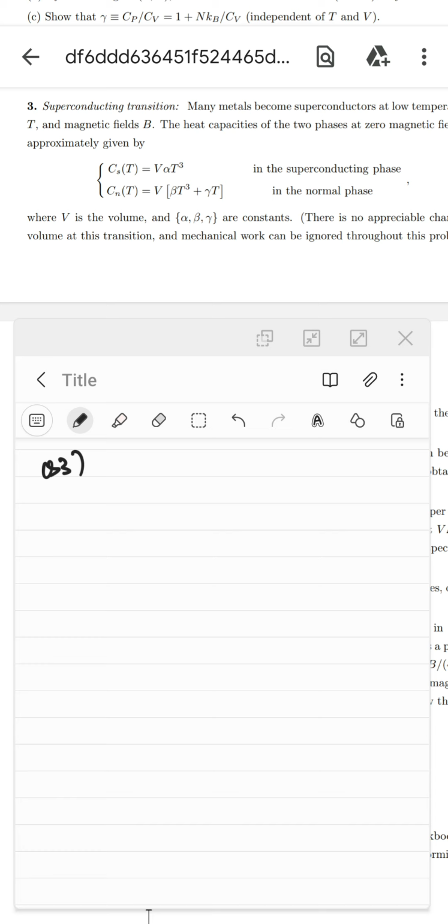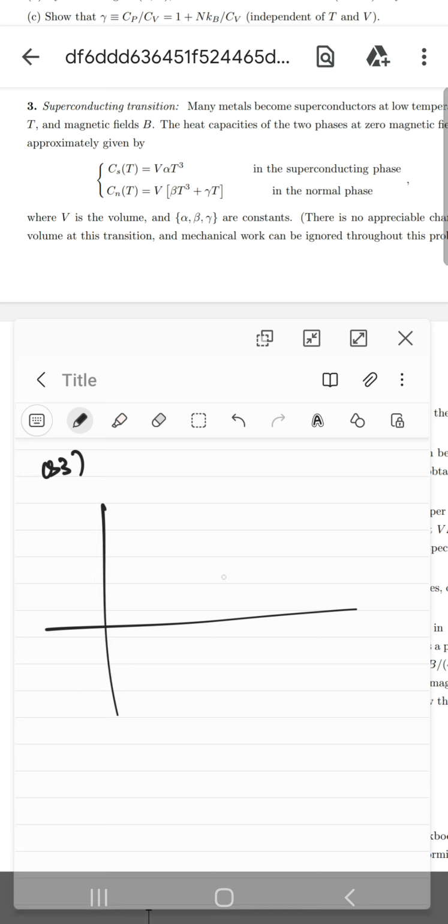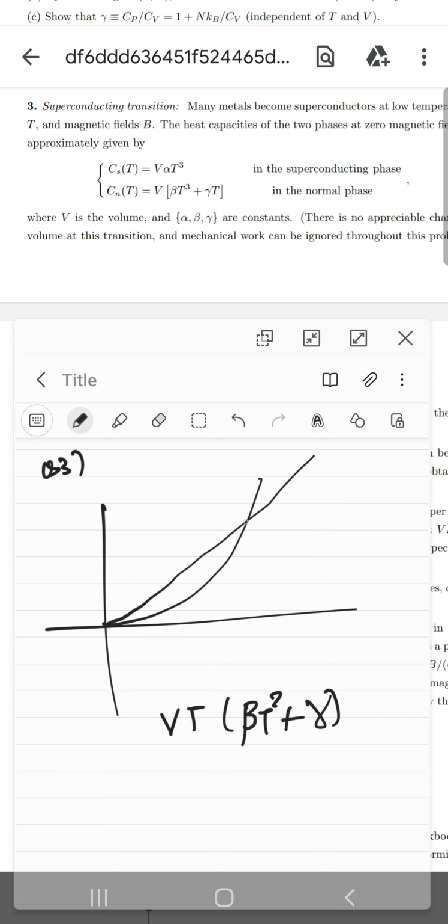And that's the heat capacity. So if I graph these, the first is like V alpha T cubed, so it's something like that. And then this is slightly different. It's like V times T, and then you've got beta T squared plus gamma or something. So it's also starting off at this, but then it doesn't increase that fast, so it's going to meet it at some point. Okay, so this is what's going to happen in the normal phase.